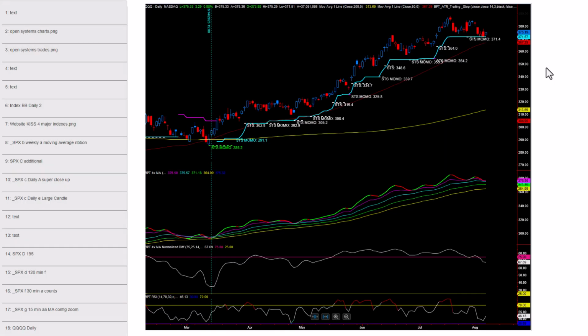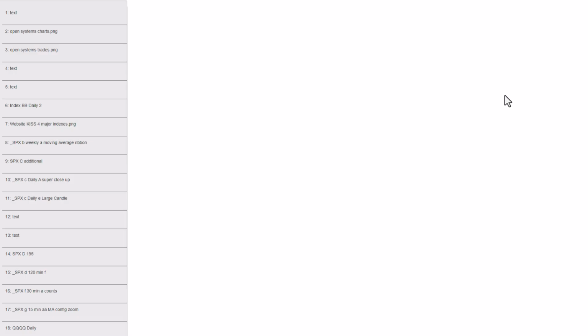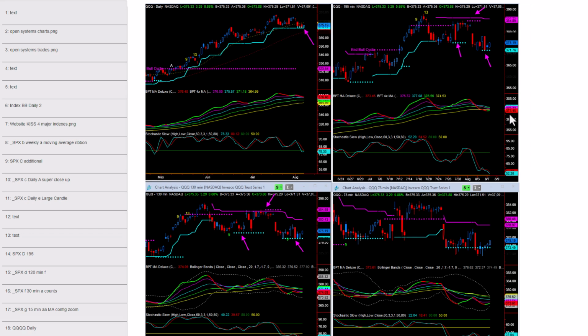Next, Jabber 20, here's the daily KISS trend system. Again, no changes here. Smart trailing stop is 371.40, or 371 if you want to round it. Like I said, you have the potential three-wave consolidation here in the BPTMA Deluxe, like I discussed, signaling that possible ABC pullback.